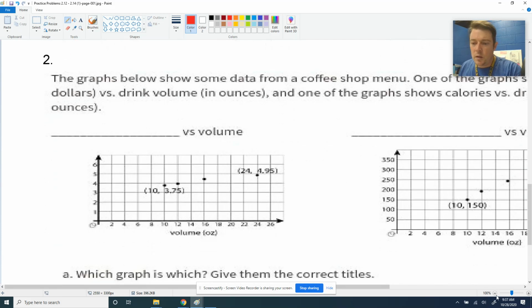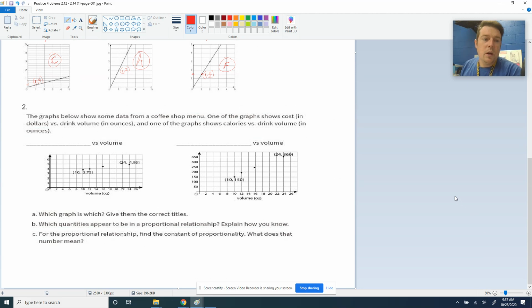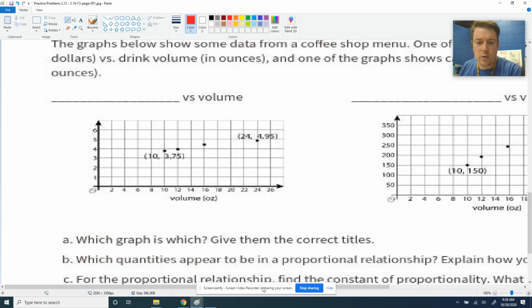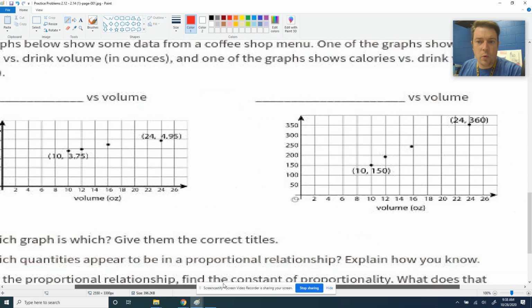Let's move on to the next question, number 2. The graph below shows some data from a coffee shop menu. One of the graphs shows cost in dollars versus drink volume in ounces, and one of the graphs shows calories versus drink volume in ounces. All right, so what we have to do is figure out which graph is calories and which one is cost. The first thing that I did when I was thinking about this problem was, all right, which one of those two things would be proportional?